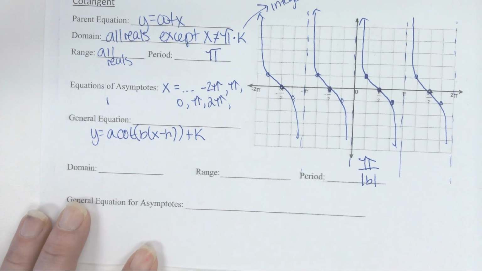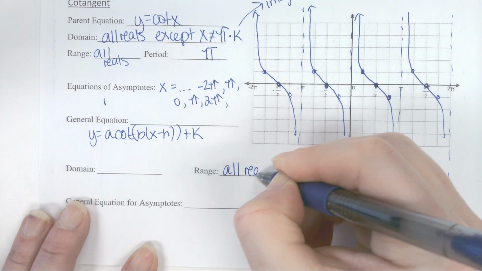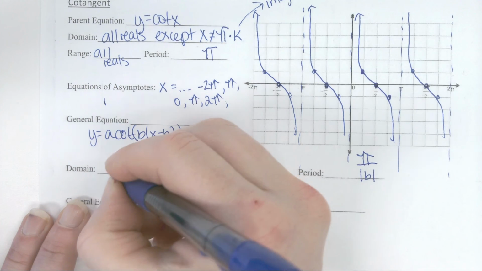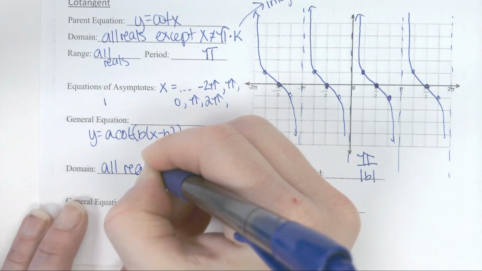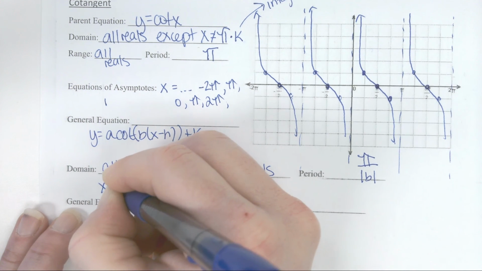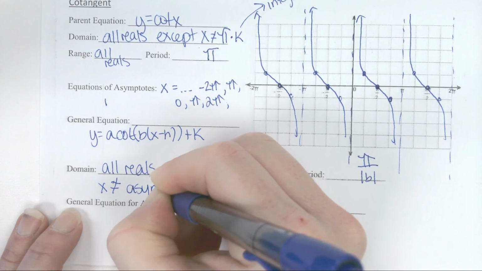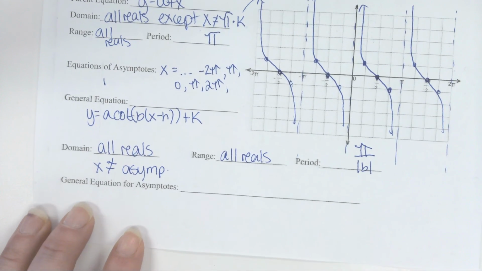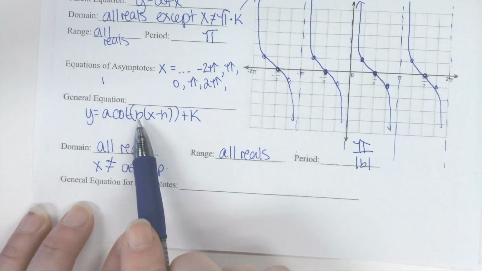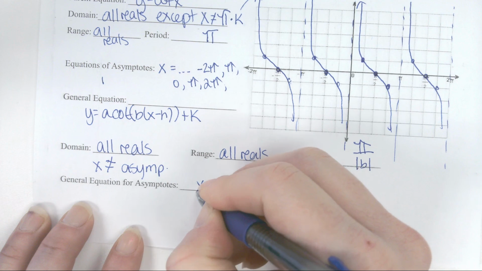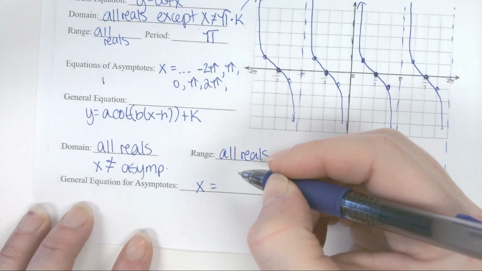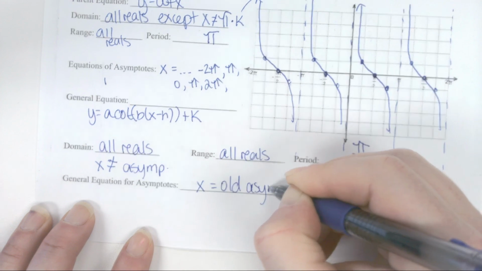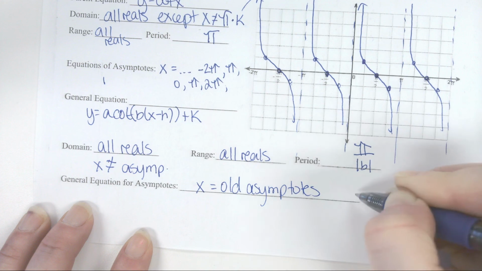The range is still all reals. The domain is all reals except x is not equal to the asymptotes. And this time, to find a new asymptote, the only thing that would change it is if there's a b there. You would take the old asymptotes, which were just multiples of pi, and once again you'd multiply by 1 over b.